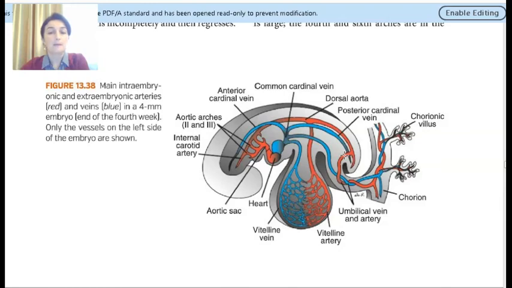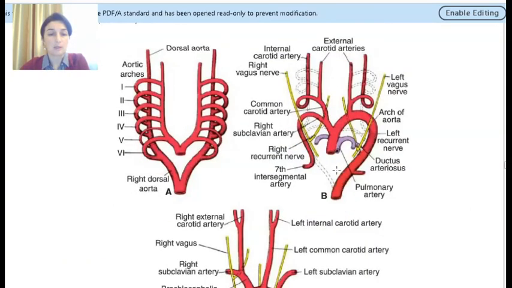Then when obliteration of the umbilical arteries takes place after birth, the distal part of the umbilical arteries will develop into the umbilical ligament, but the proximal part will remain as the vesical artery and internal iliac arteries. So these are further developments for these arteries. And how do the coronary arteries develop?